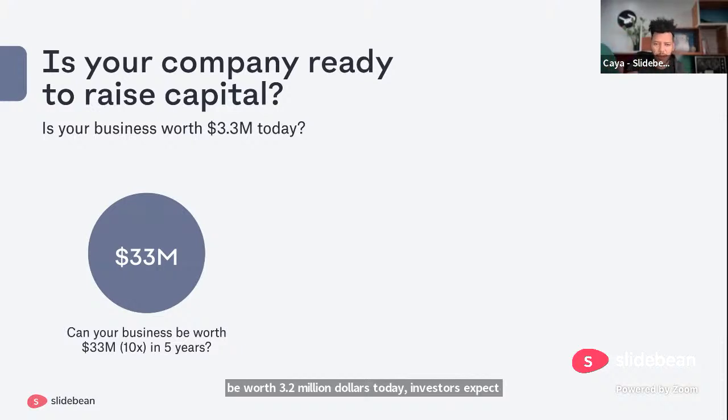The game of venture capital is making these risky bets in companies at very high valuations, granted, but the idea is that these bets will pay off because your company is going to scale so quickly. So how can you justify your business being worth $33 million in 5 years?